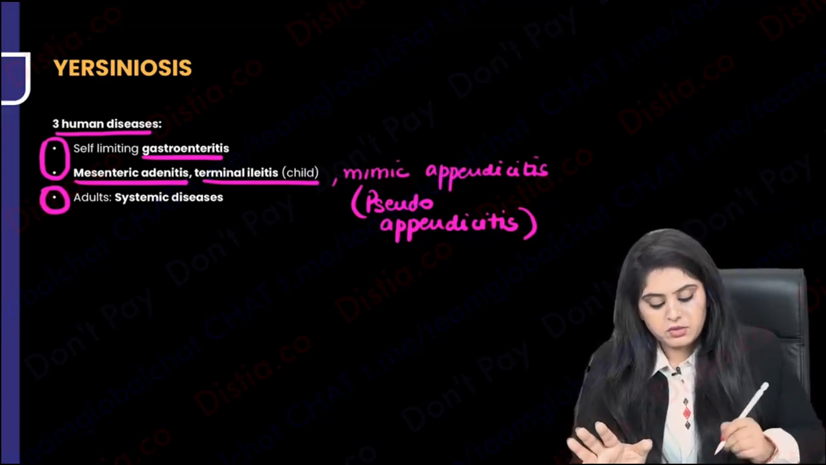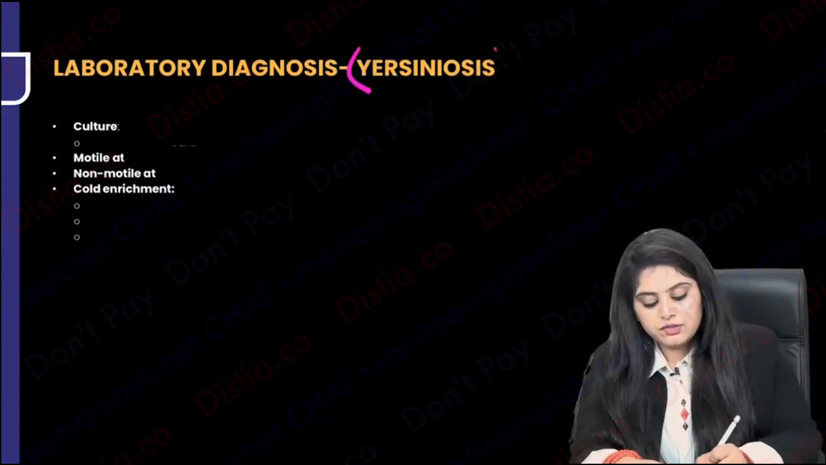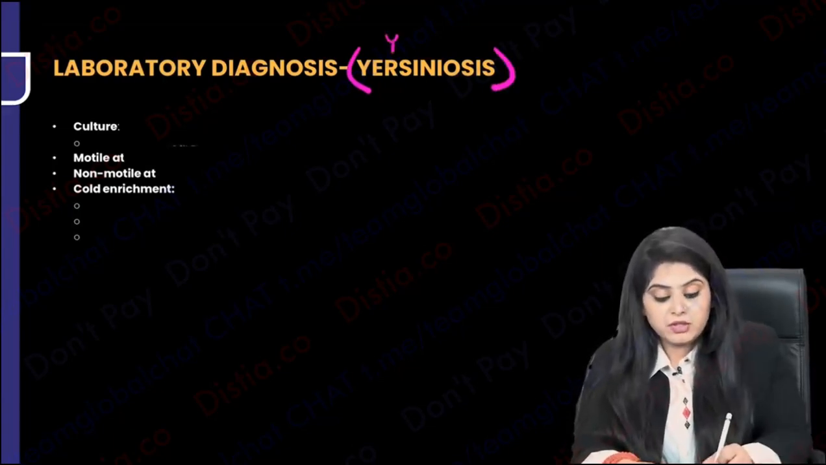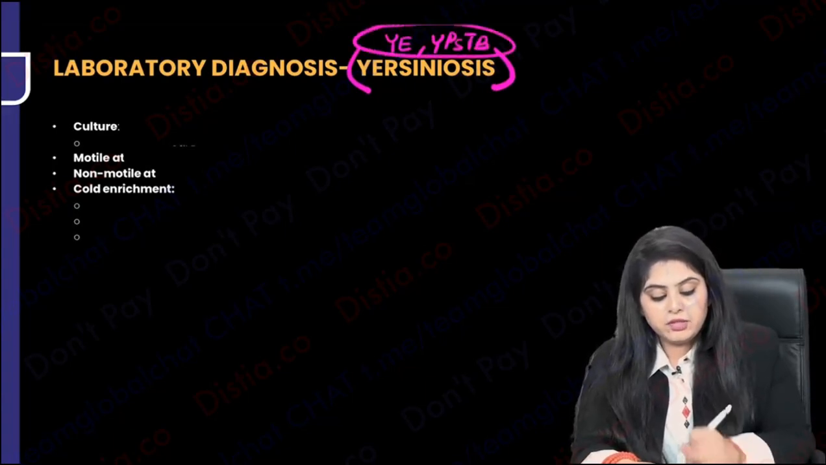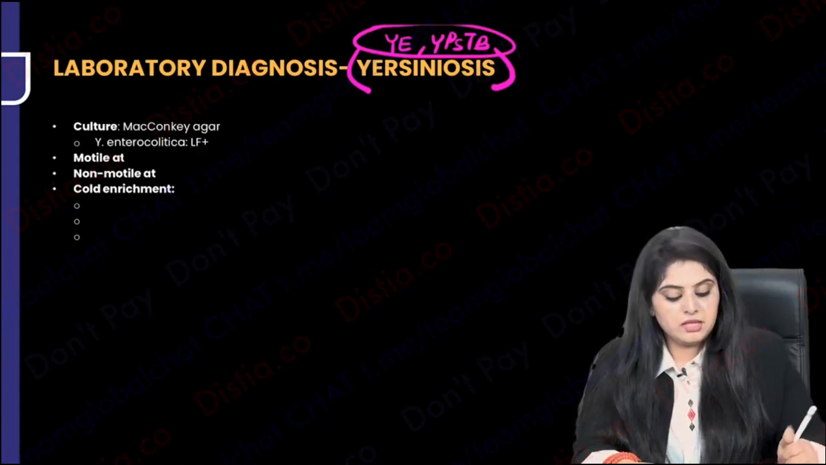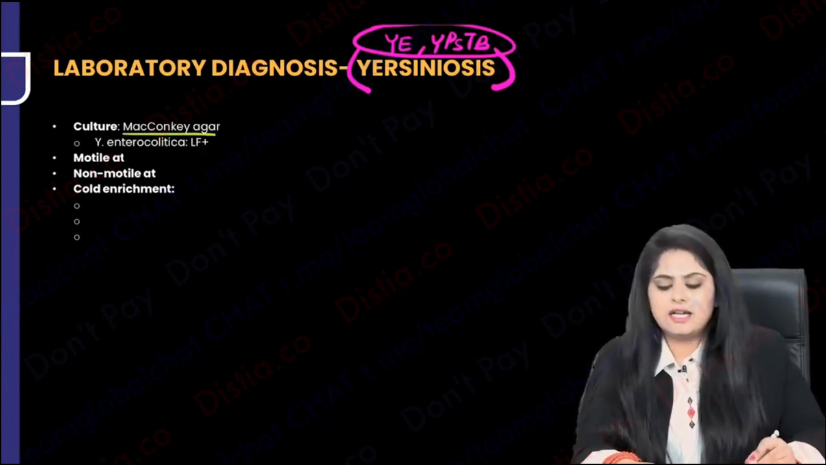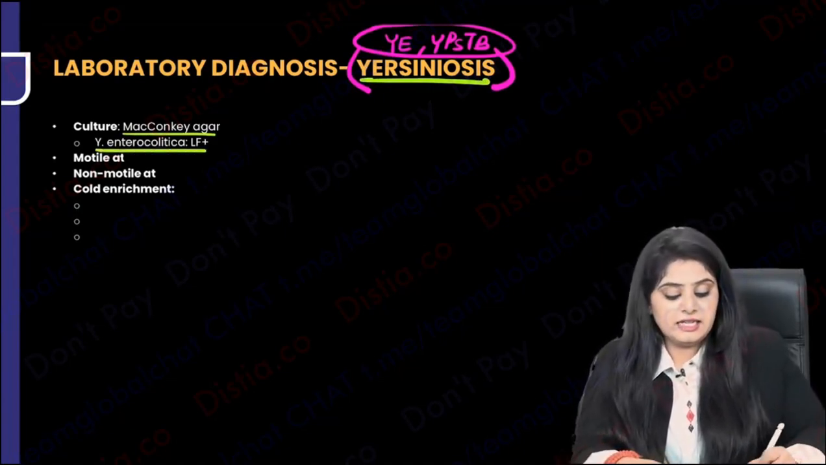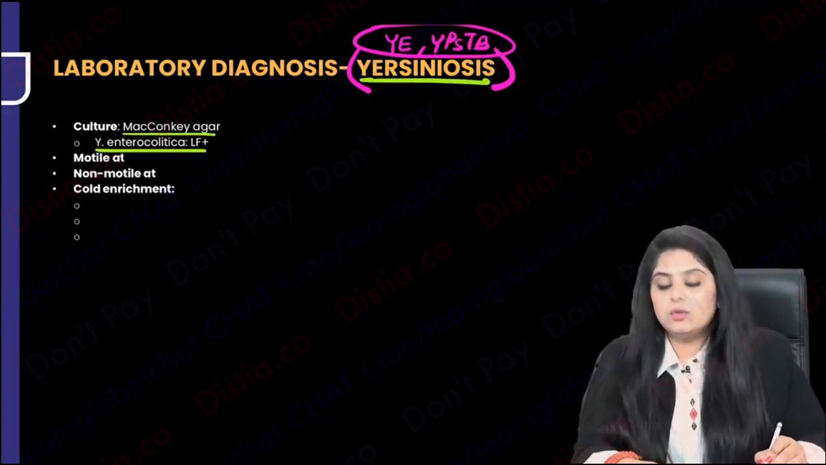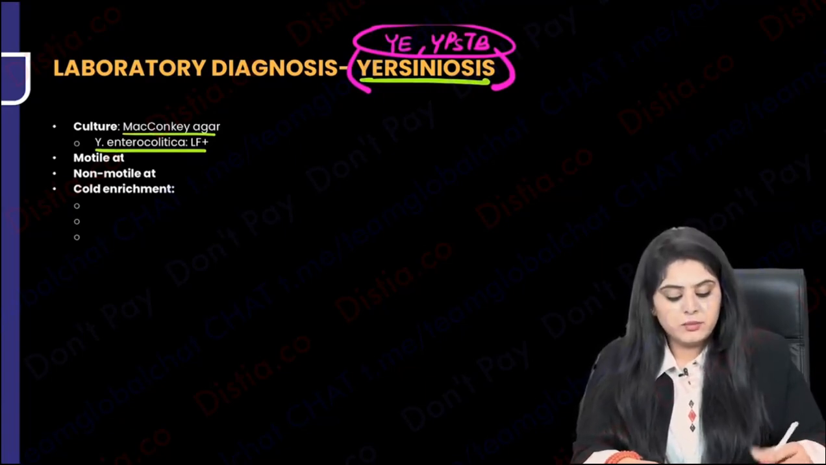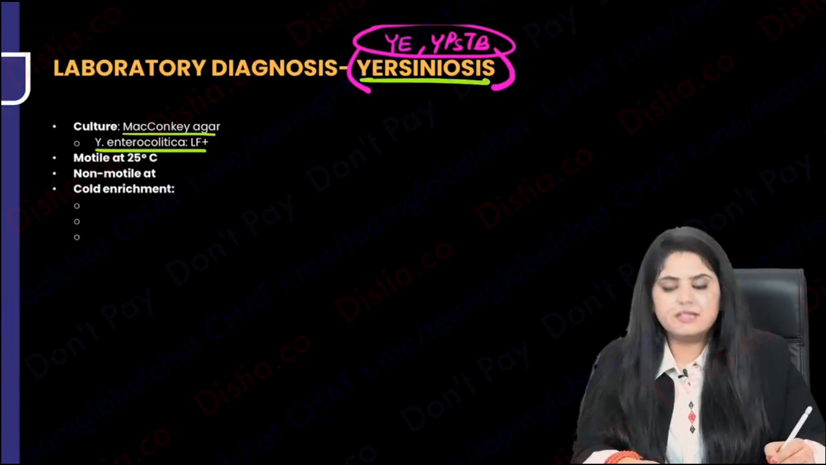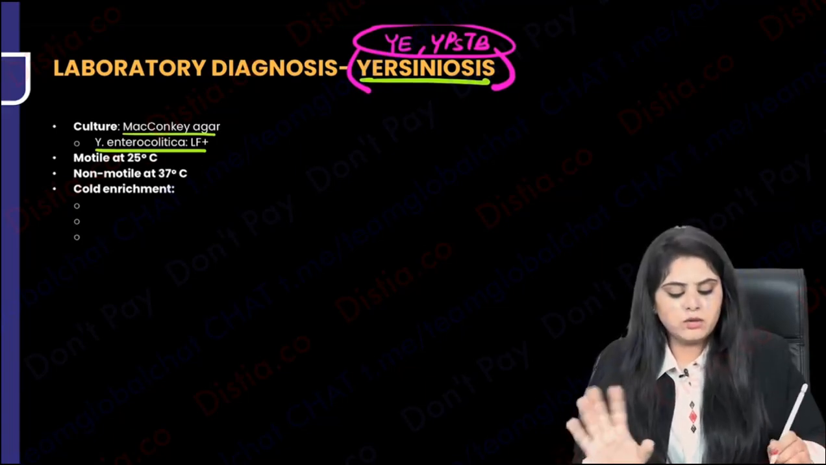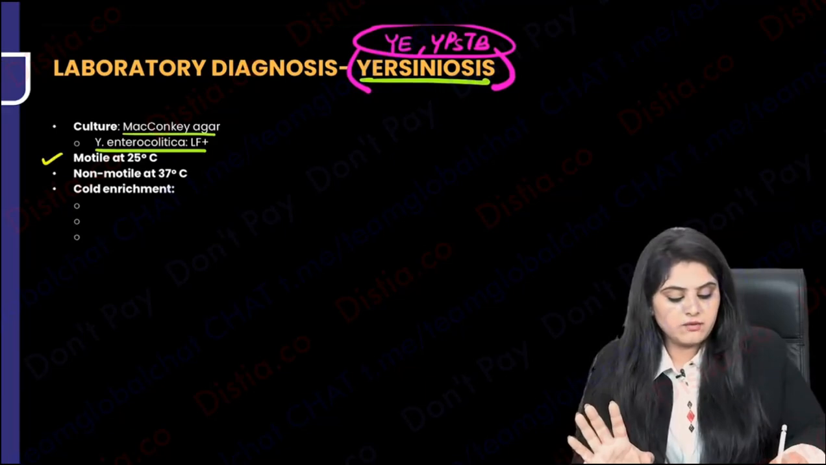Now we come to how you are going to diagnose Yersiniosis. I'm talking about Yersinia enterocolitica and Yersinia pseudotuberculosis; I'm not focusing on Yersinia pestis for the time being. On MacConkey agar, I had studied that Yersinia are non-lactose fermenters, but Yersinia enterocolitica can sometimes show lactose fermentation. Next, what is the motility? This I've already done. It can move around at 20 to 25 degrees, but it cannot move at 37 degrees.